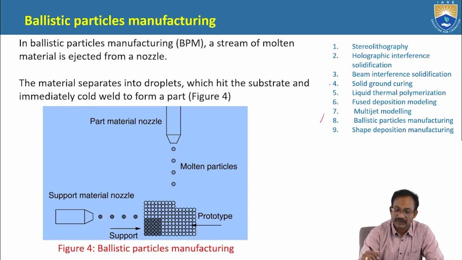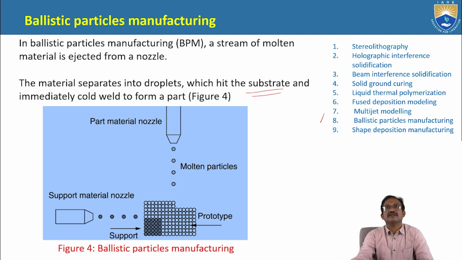Now, ballistic particles manufacturing, in short BPM. A stream of molten material is ejected from a nozzle. See here, this is the nozzle. Next the material separates into droplets. These are the droplets, which hit the substrate, or base material, and immediately cold weld to form a part.